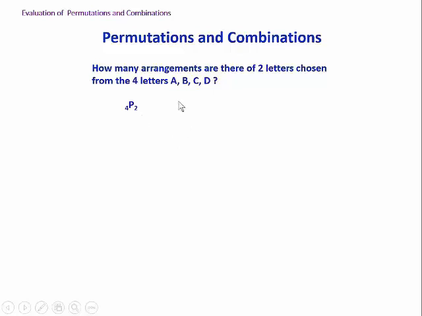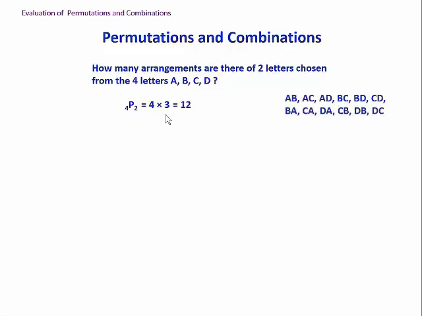Well, in this particular case, we've got four choices for the first letter, and with each of those four choices, there are three that can follow it. So the answer is 4 times 3, which is 12, and they're listed here. So here you can see the ones that start with an A, and there are three choices following it, and so on with the other letters. So we get 12 altogether.